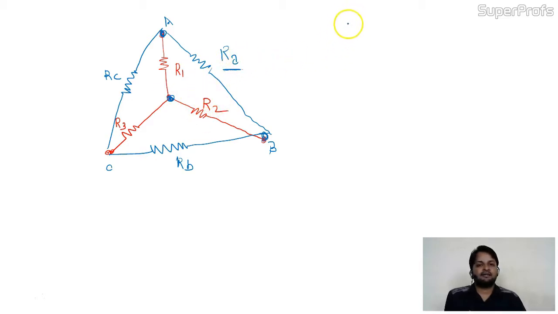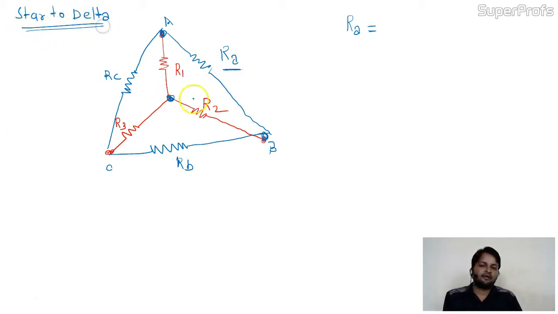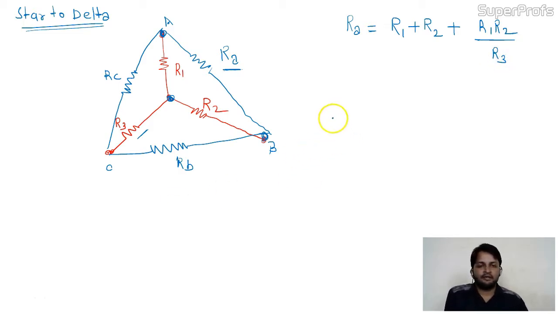This transformation is nothing but star to delta. RA is connected with two branches, R1 and R2, so I'll add them: R1 plus R2. In the third term, I'll multiply R1 and R2 and divide by the remaining resistance, that is R3. Is it clear? It's very simple to remember also.